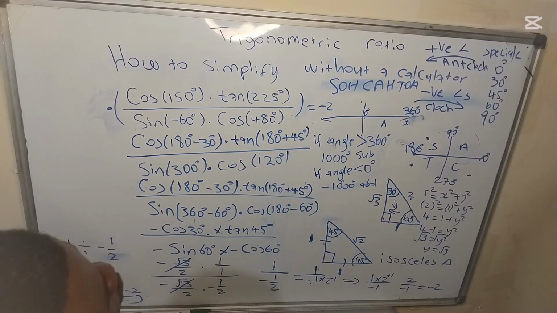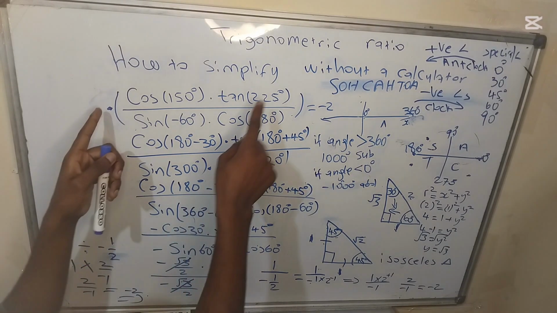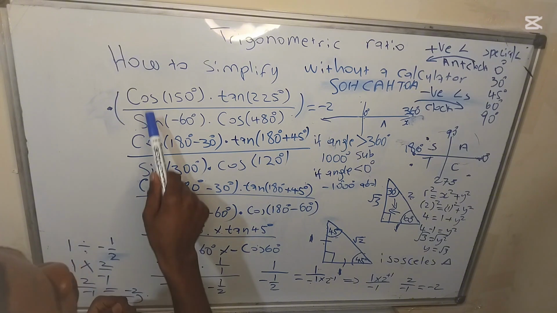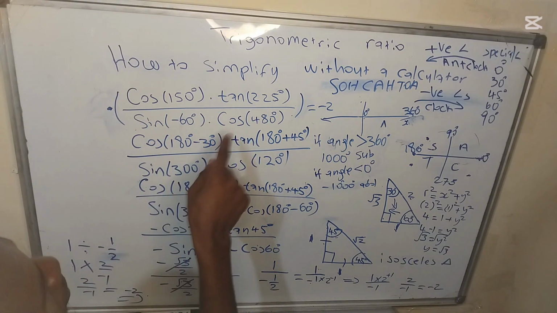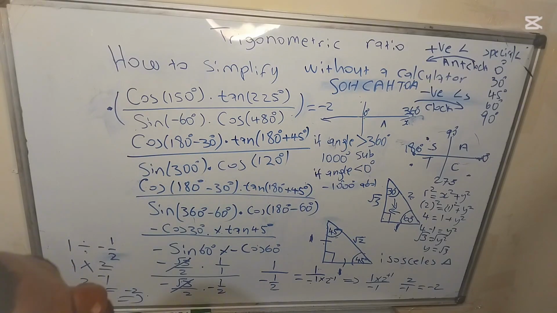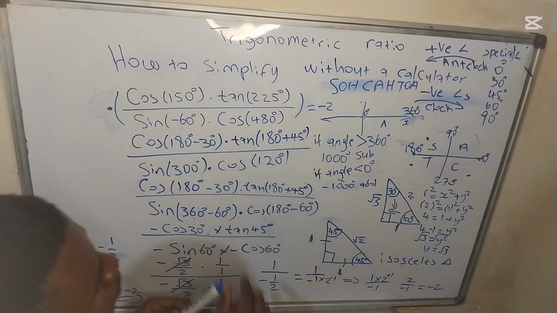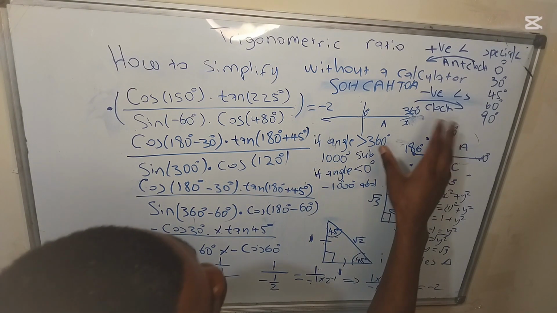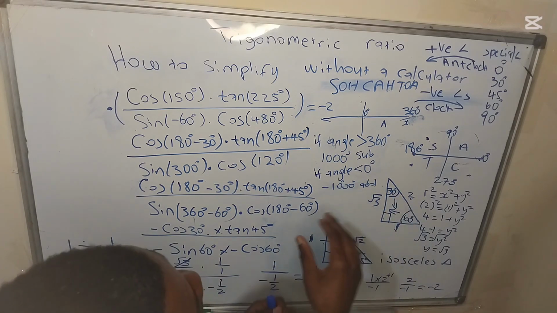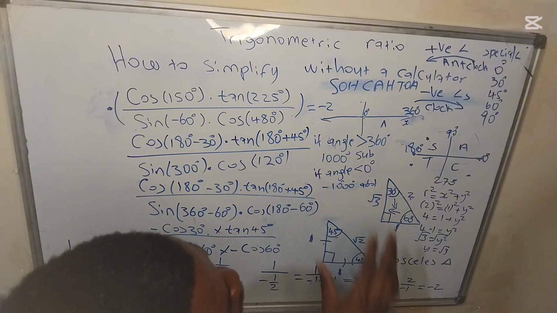In order for you to verify that our answer is correct, which is negative 2, you just need to punch this on your calculator. Try to punch cos 150 degrees multiplied by tan 225 degrees, all divided by sine negative 60 degrees multiplied by cos 480 degrees. This expression must give you negative 2 when you punch it on your calculator. So that's how it works. You are going to use this information to simplify any trig expression. Basically, this information is for grade 9 to grade 12.